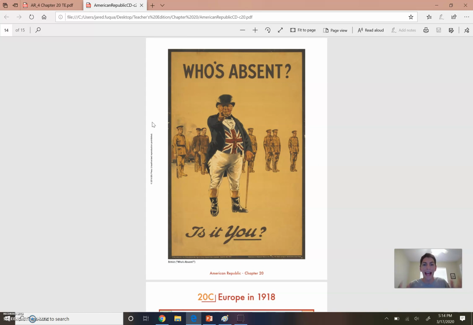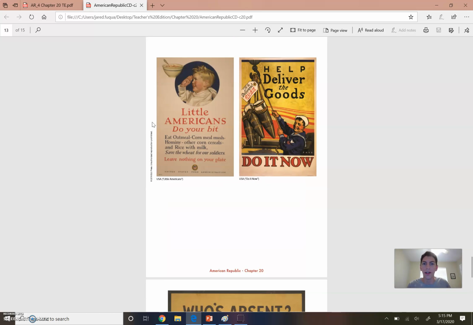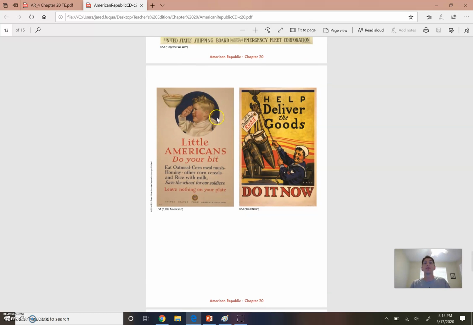You can see here, who's absent? Is it you? This is a British form of propaganda where when someone is looking at this, a young man, he's thinking to himself, am I not doing what I need to do because I'm still at home? Do I need to go and fight? This poster is trying to get people to feel patriotic feelings and to want to go to war and fight for their country.